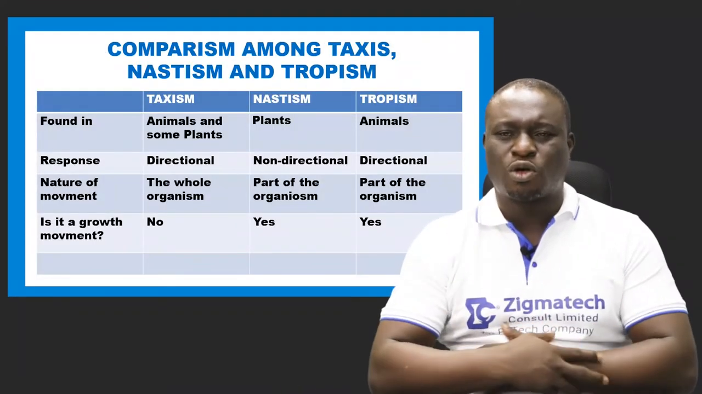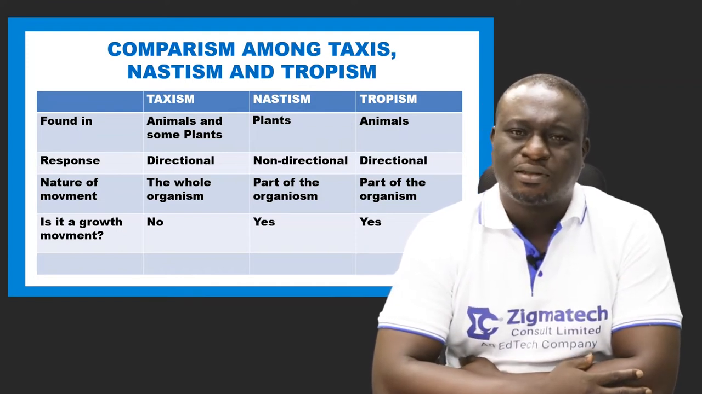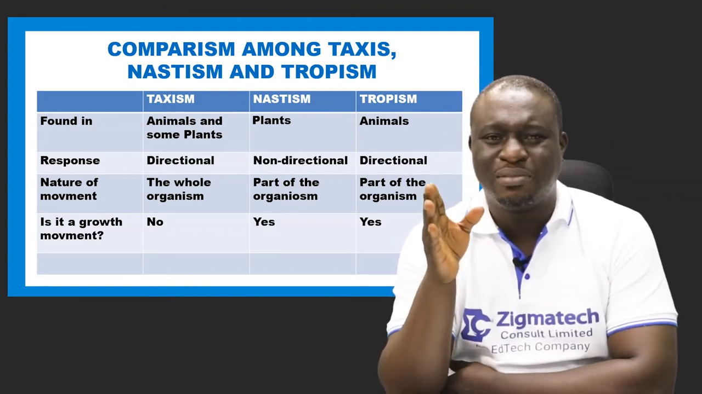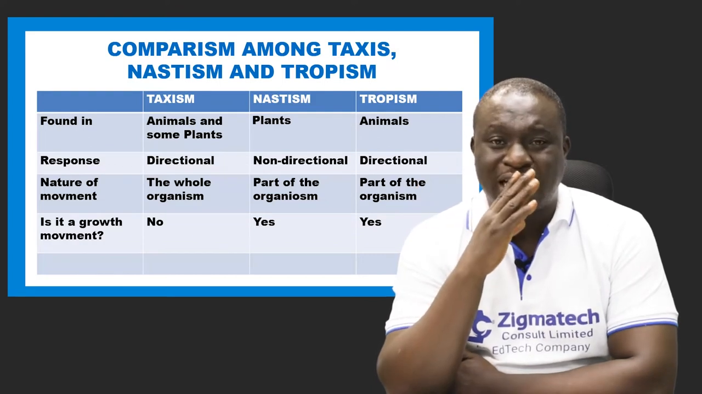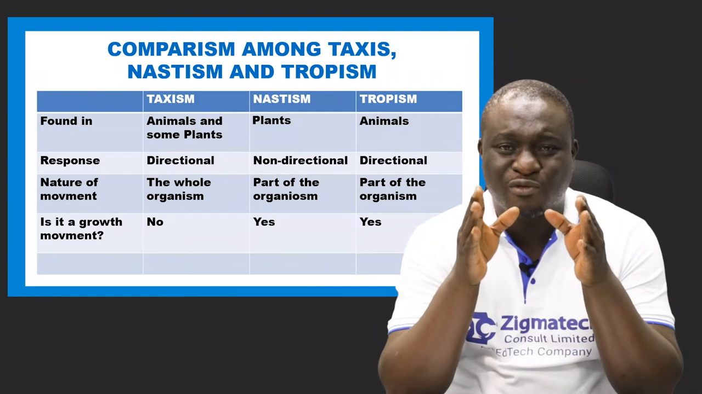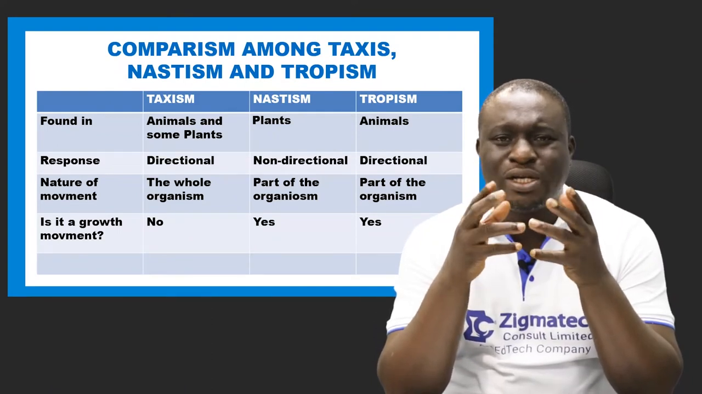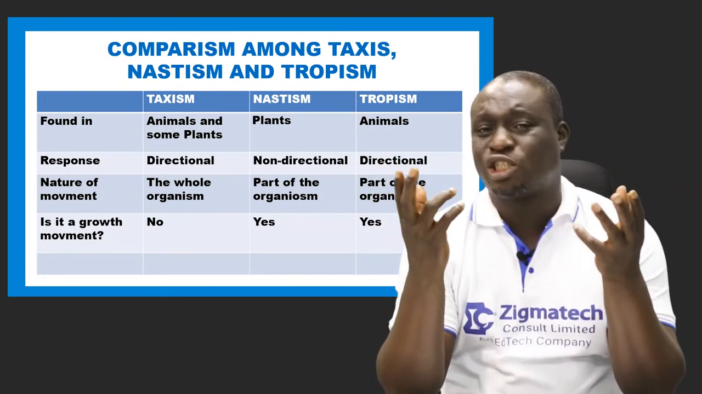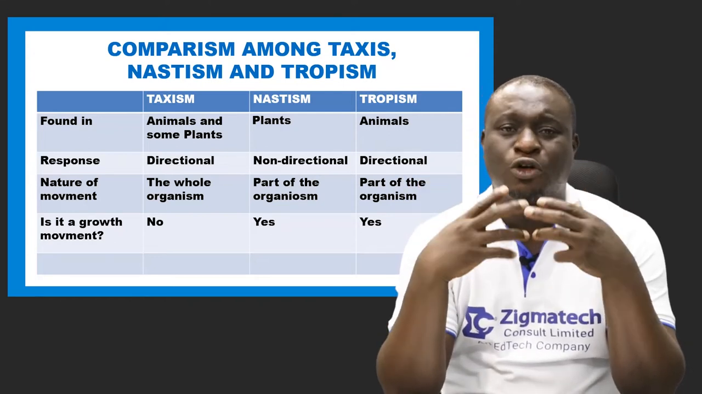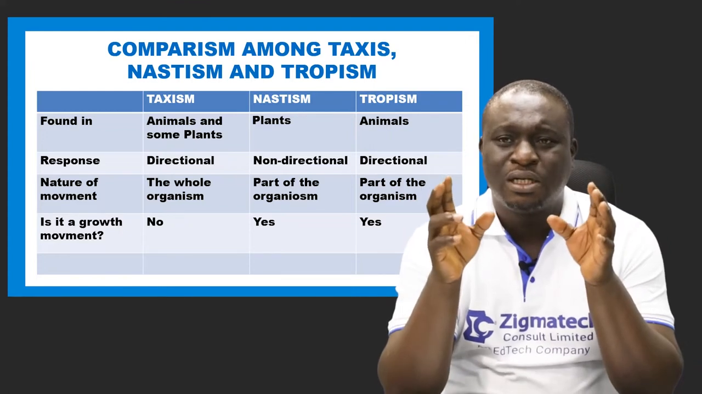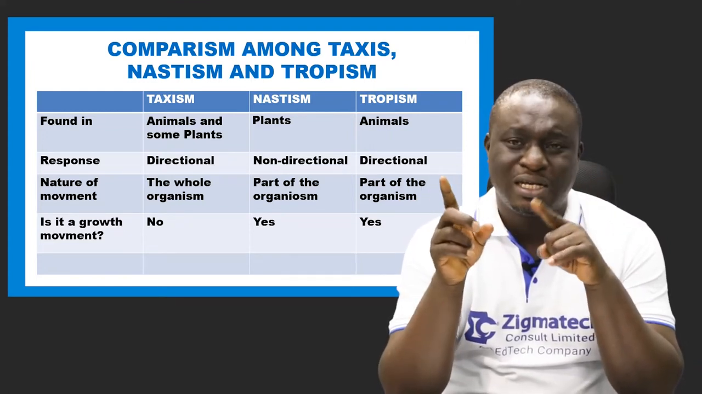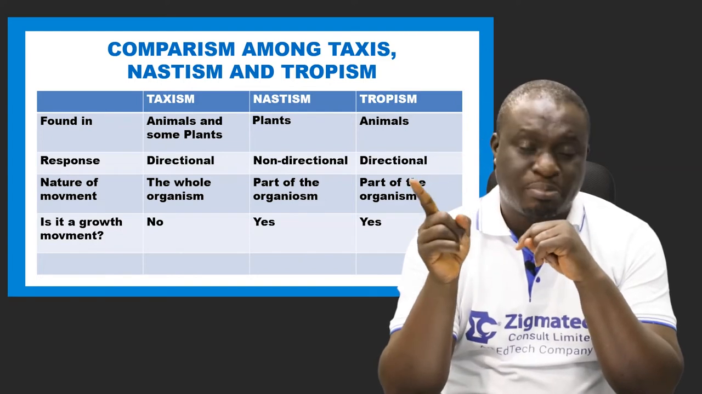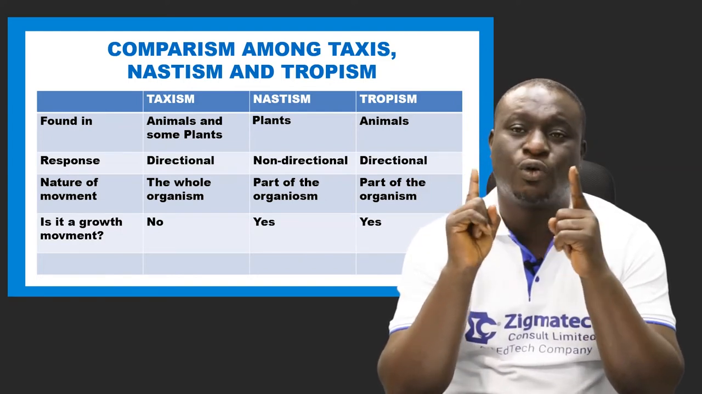Now, let's compare what we have discussed among the three types of responses. We talked about taxism, nastism, and then tropism. In terms of where these three types of responses can be found, where does each occur or take place? Taxism occurs in animals and some plants. Nastism occurs in plants. Tropism actually occurs in plants and also animals.